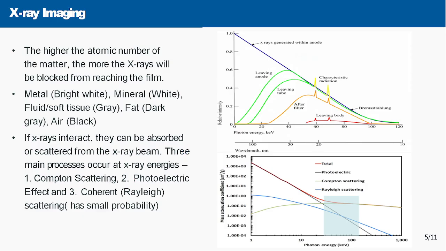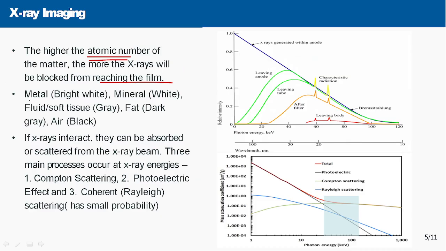Now we'll see some of the properties. Mark that the higher the atomic number of the matter, the more the X-ray will be blocked. A higher atomic number means more density, so it will absorb more X-ray, and as it absorbs more, it blocks the X-ray from reaching the film. So we get white areas on this photographic film or image.